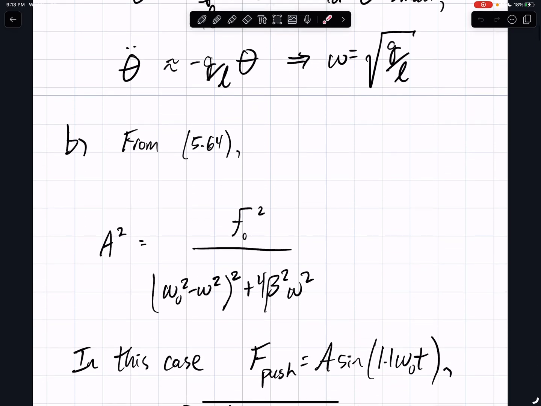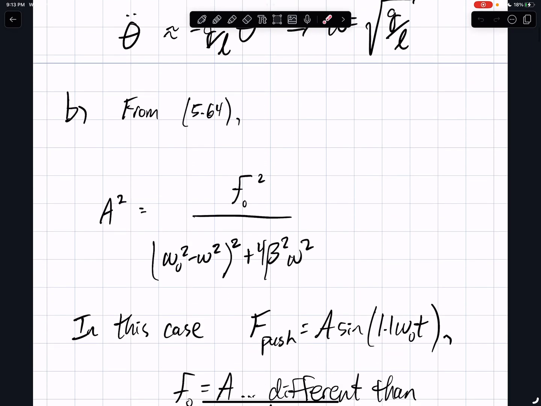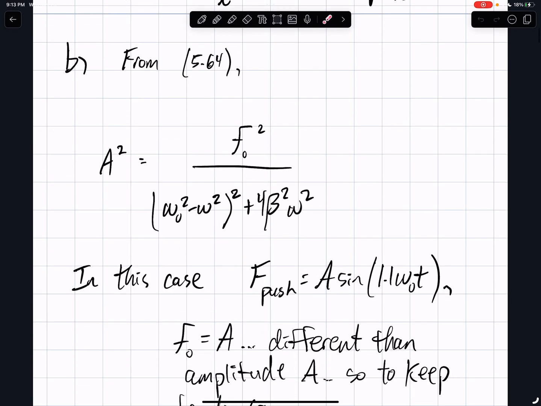For the second part, you need to find the amplitude of the resulting oscillation if a forcing function is added to this. Recall from our text, equation 5.64, that the amplitude squared of a resulting oscillation is equal to the forcing function's amplitude squared divided by these two terms in the denominator, how far you are away from the resonant frequency, plus the damping term here.